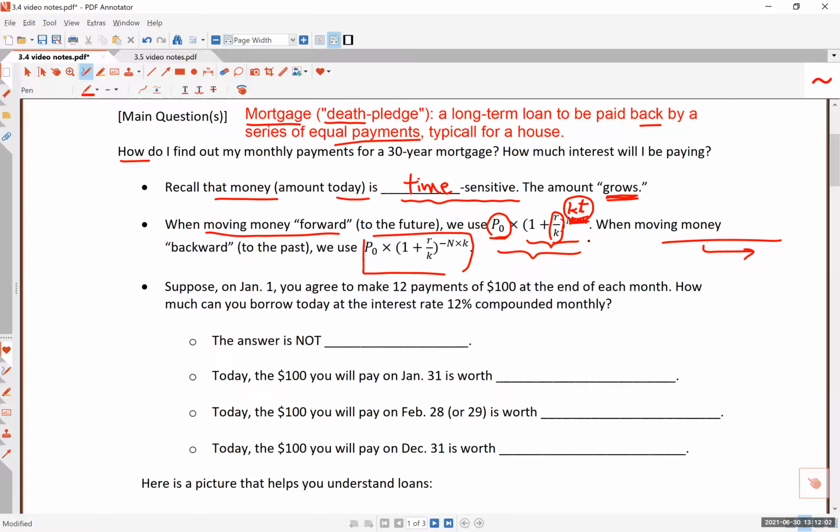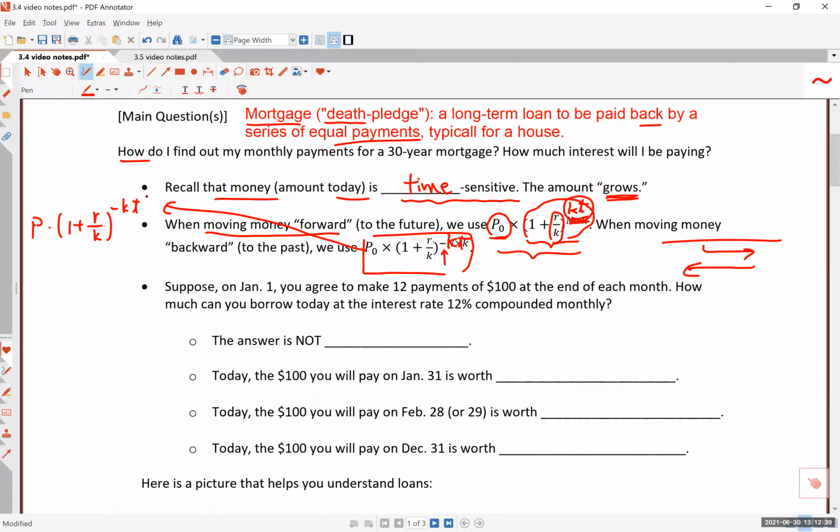But when you move the money backwards, not surprisingly, we go this way. And the way we do that is we do not multiply by this factor, but we divide by it. One way to algebraically describe dividing by that factor is to put the negative sign here, so it's negative KT. Sorry about that, maybe I should write this over here. What we are saying is the amount in the past is the principal times 1 plus the rate per period, which is R over K, raised to the power of negative KT.